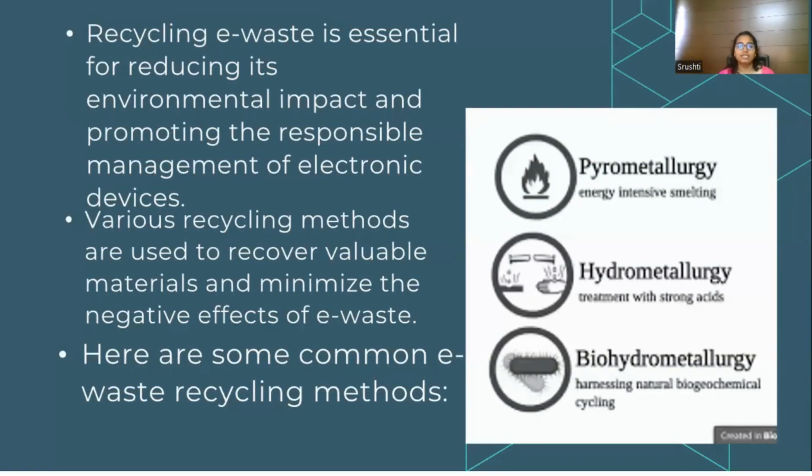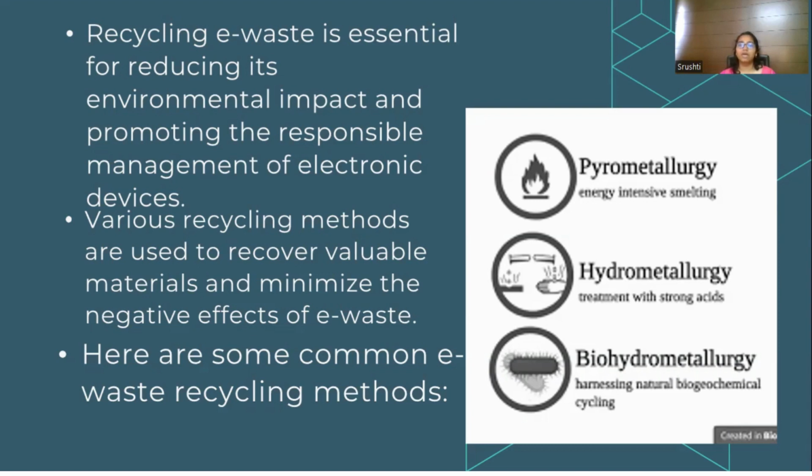Recycling e-waste is essential for reducing its environmental impact and promoting the responsible management of electronic devices. Various recycling methods are used to recover valuable materials and minimize the negative effects of e-waste. Here are some common e-waste recycling methods.